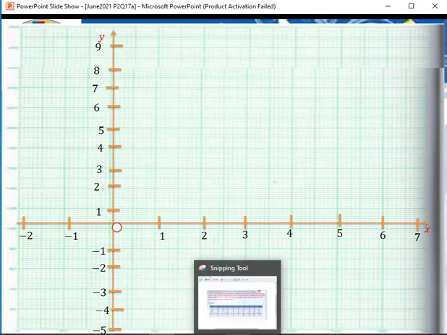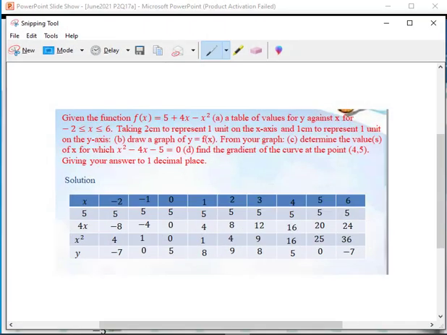So let's bring up a photo of this graph here and see the corresponding values that we are plotting. The corresponding values of that graph are that x of -2 is plotted against -7. When x is -1, we have 0. When x is 0, we have y to be 5. When x is 1, we have y to be 8. When x is 2, we have y to be 9. And those are the values we are plotting.